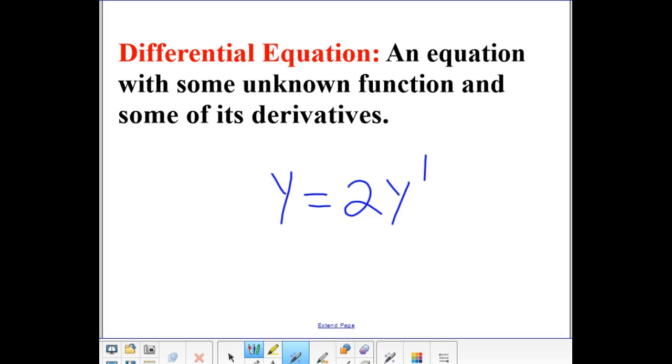A differential equation. This concept, this phrase, is really kind of a simple thing. It just simply means you have some kind of an equation, right? I mean, it's an equation. You got some kind of equation with some unknown function and some of its derivatives. This would be a differential equation. It's an equation that's got some function, y, and a derivative of y. There you go.